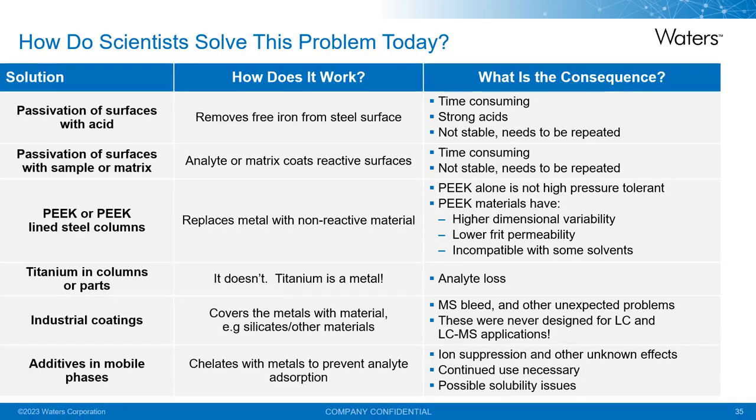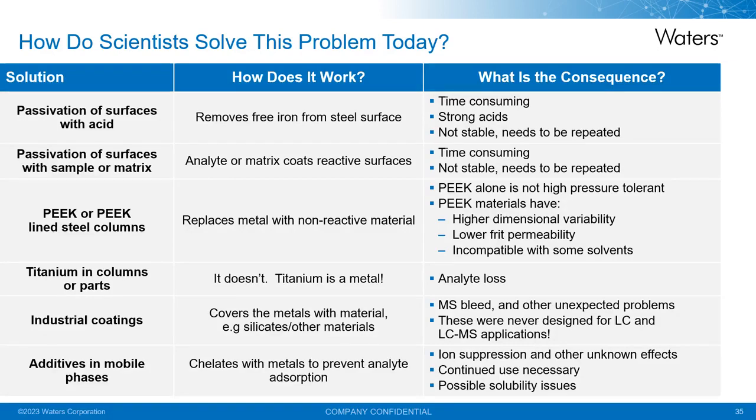So how do scientists address these challenges with the hardware today? This isn't a new problem. This is a problem that's been around for quite some time. So, some of the solutions include things like passivating surfaces with an acid, and that works by removing the free iron from the steel surface. And typically you do this with a very strong acid. The consequence of that is that it's time consuming. You're dealing with a fairly strong acid, so it's dangerous type solutions, and it's not stable. It needs to be repeated because it wears off over time.